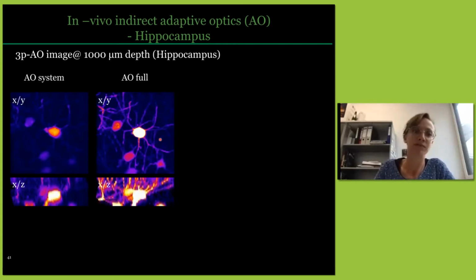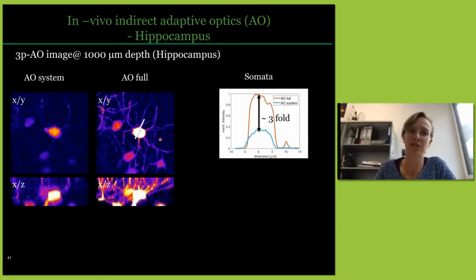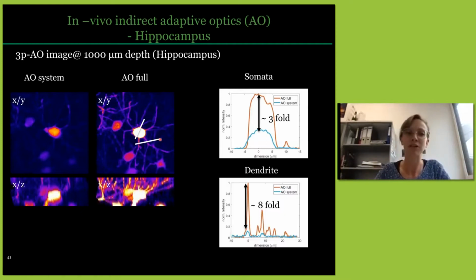So here we achieve an intensity improvement on large structures such as the somata, which is 3-fold, because large structures are less affected by aberrations when the point spread function becomes degraded, while for smaller structures such as the dendrite, we achieve an intensity improvement of over 8-fold, as these fine structures are more affected by aberrations.